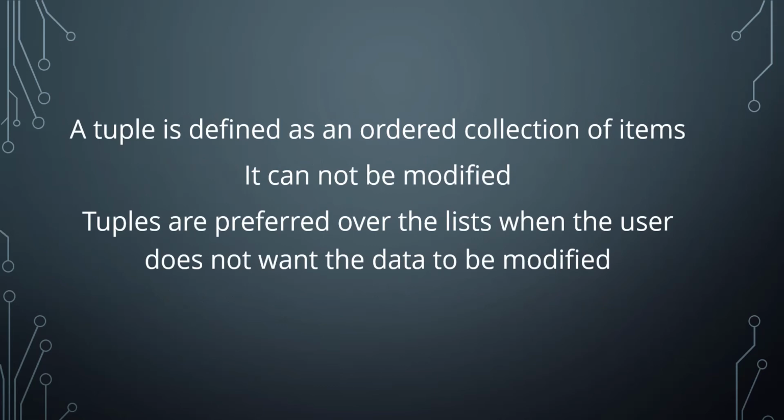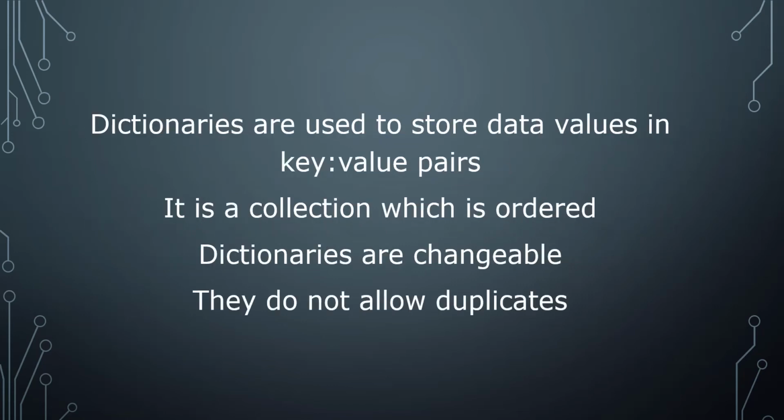A tuple is defined as an ordered collection of items, as a list, but it cannot be modified. Once you define a tuple, it will stay as it is in all your process of programming. And tuples are preferred over lists when the user does not want the data to be modified.